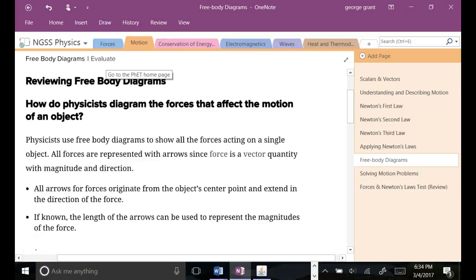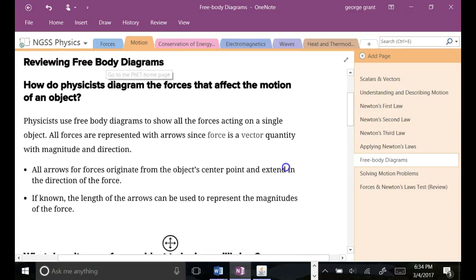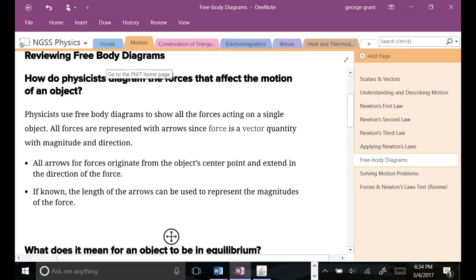Okay, let's review in Discovery Education what they have to say about the free body diagram.